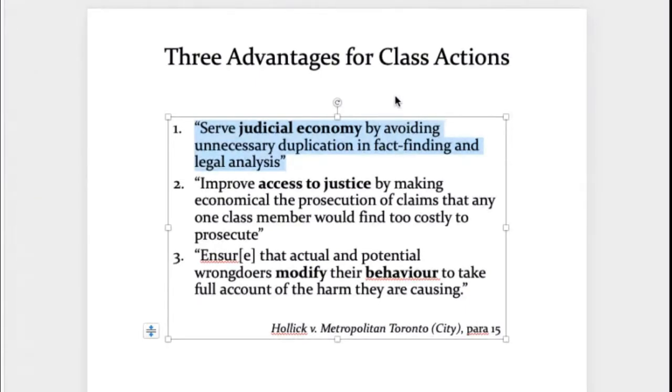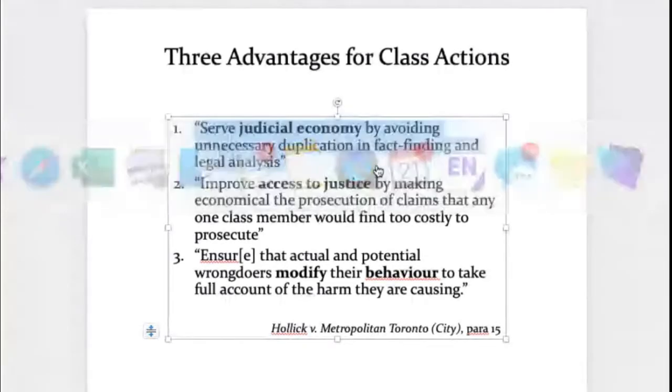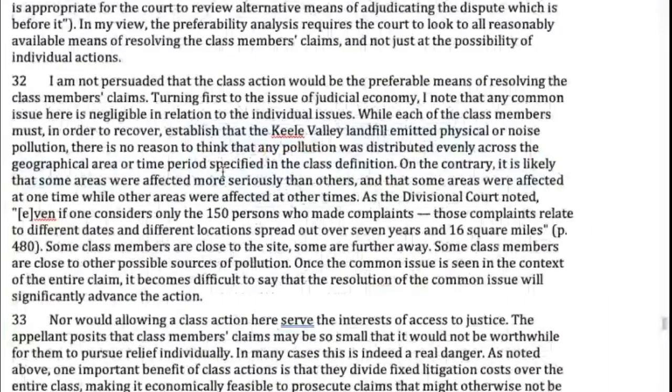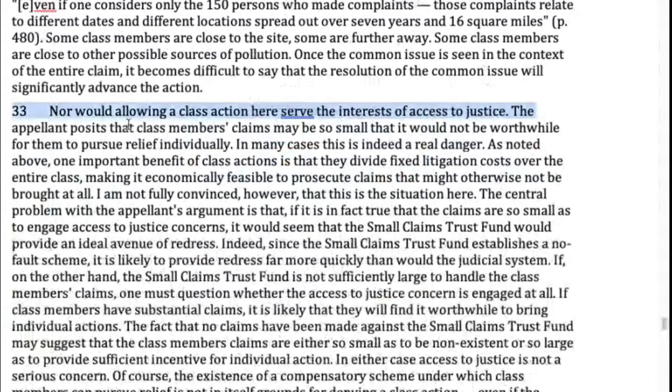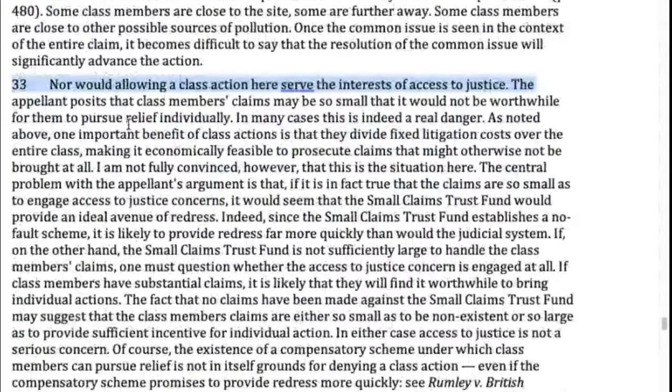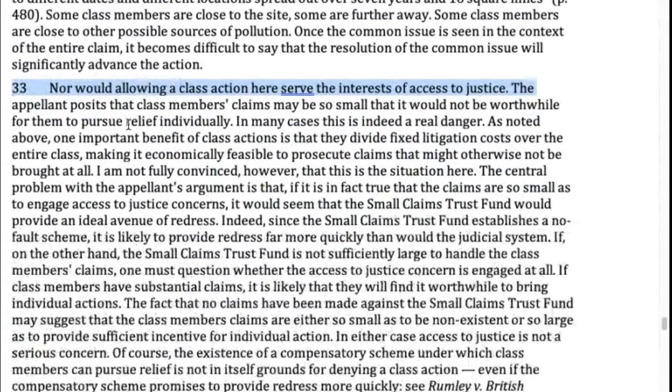So the Supreme Court of Canada said, we're not saving much in the way of time, and we're not saving many judicial resources by having a class adjudication of the common issues. They also say, at paragraph 33, that there's a specific alternative which is open to these class members that defeats Hollick. That's really important, right?